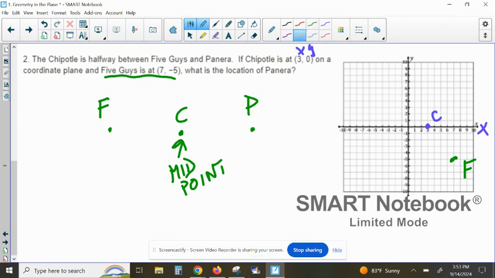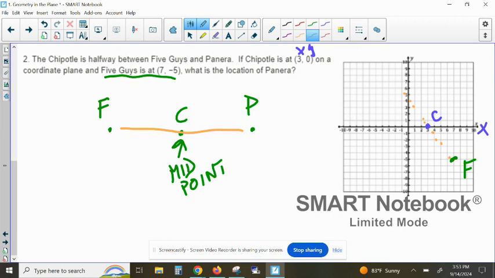So in this case, I'm actually looking for the other end. If you think about this as a segment, you have Five Guys, you need Panera, you need the other end. So don't do the midpoint formula. Instead, take a look at your graph. If this is the midpoint, then I've got to go the other way, the same distance away. So this is where it comes in handy to do some bubbles.